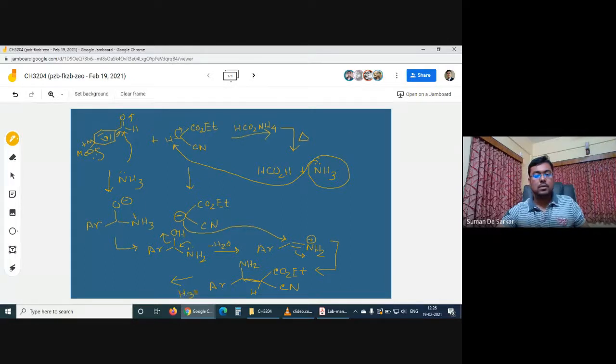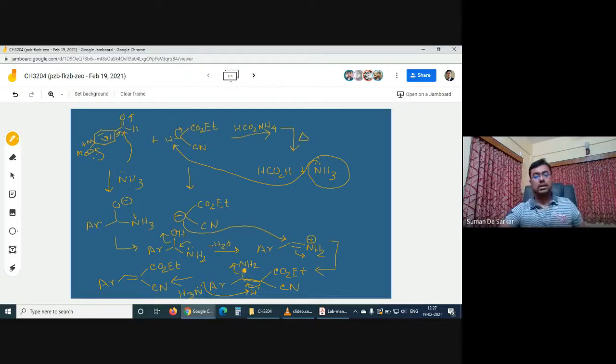NH3 can act as a base, deprotonate this, and kick out this group, which takes a proton and becomes ammonia again. Or you can protonate first, making NH3 plus, and then eliminate as you wish. That doesn't matter. So you get the double bond, which is our desired compound, CO2Et and CN. This is the desired product, and it will regenerate the ammonia.